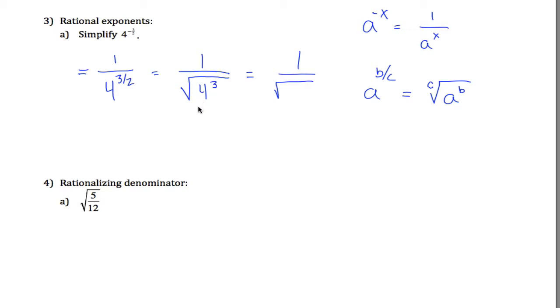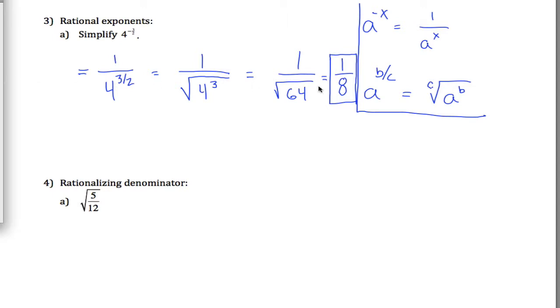4 cubed means 4 times 4 times 4. 4 times 4 is 16 times 4 is 64. So maybe I can squeeze an answer in here. So what I get for my final answer, the square root of 64 is saying what number times itself gives you 64. The answer to that question is 8. So my final answer is 1/8.